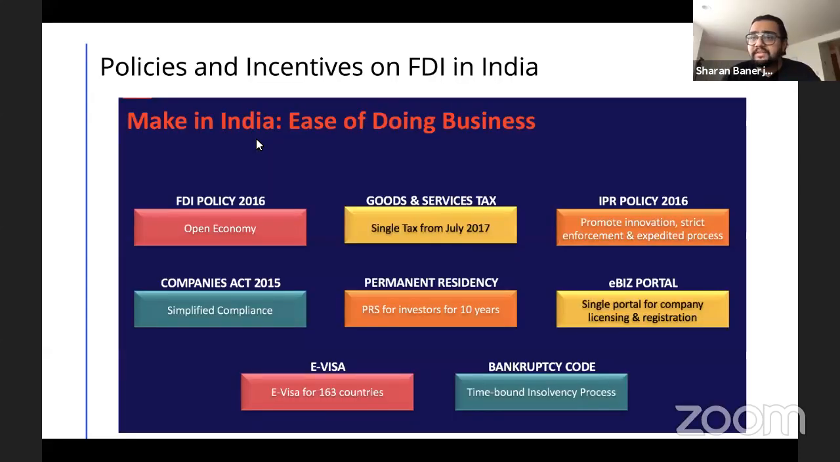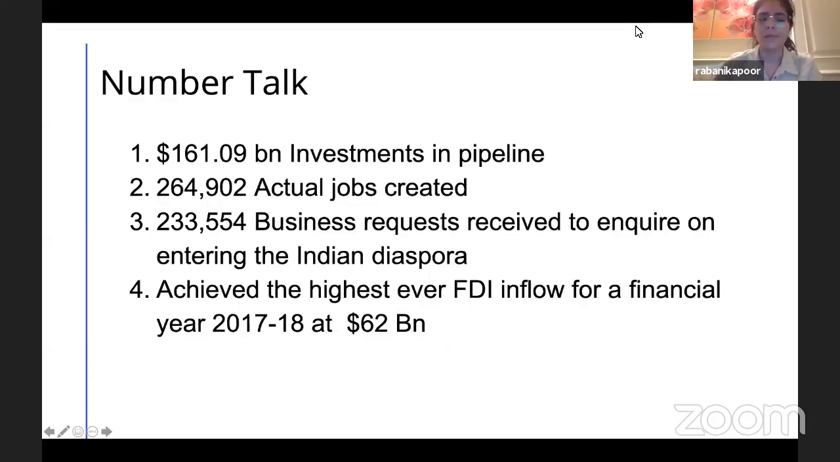So now I'm going to ask Rabani to take over, and she's going to talk a little bit more in terms of trying to paint a broader landscape of FDIs into India. Thank you, Sharon. That was beautifully put. I'm going to look at some of the policies and investments, incentives on FDI in India.